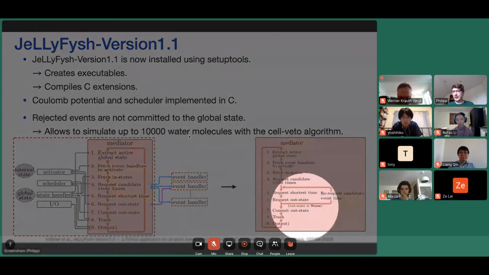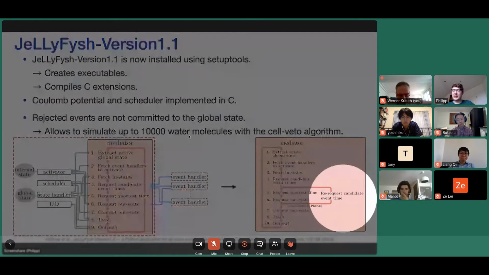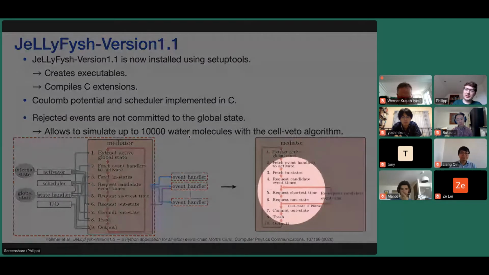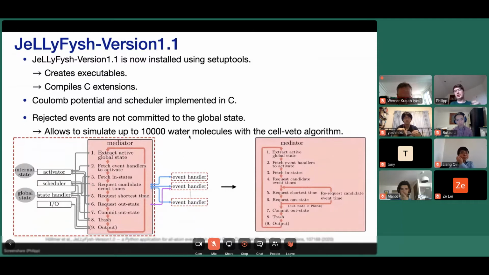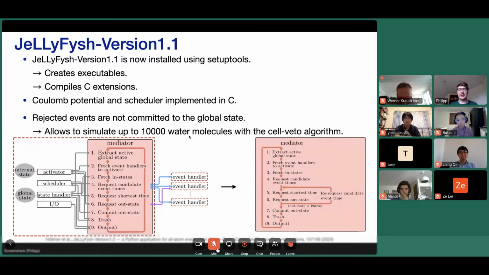So what we do in the new version, here on the right instead, is after we request the outstate, we check whether the outstate is none. And an outstate equal to none just means that the event handler just computed a rejected event. If this is the case, we compute the candidate event time again, only in this event handler, which just computed the rejected event, give it back to the mediator, and then we check again using the scheduler which is the shortest event time. So we introduce this extra loop, which loops until there's a real accepted event, which actually changes something in our lifting state.